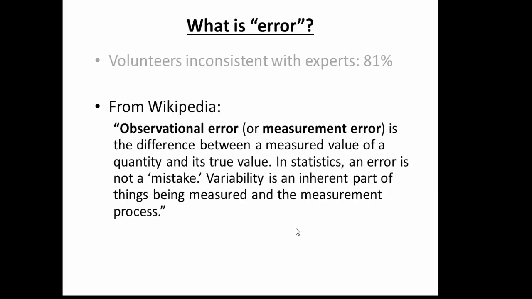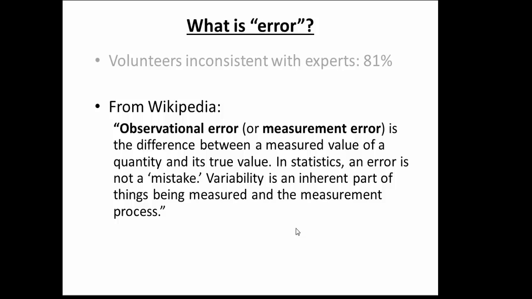So I wanted to offer today a more generalized definition of observation error. And this comes from Wikipedia, which is not necessarily where we're supposed to cite things in scholarly presentations, but I thought if anyone could appreciate the value of crowdsourced information, it might be this crowd. So the definition is: observational error or measurement error is the difference between a measured value of a quantity and its true value. In statistics, an error is not a mistake. Variability is an inherent part of things being measured and the measurement process.